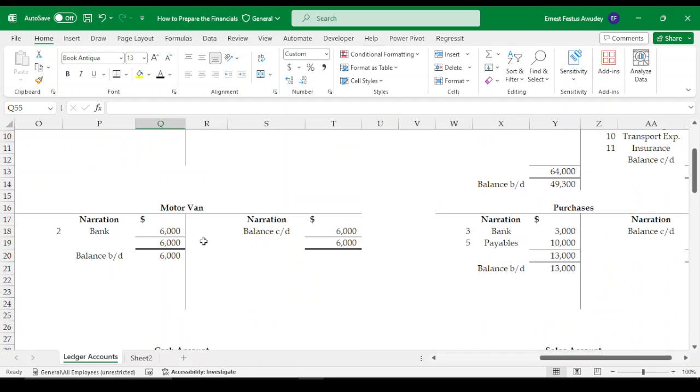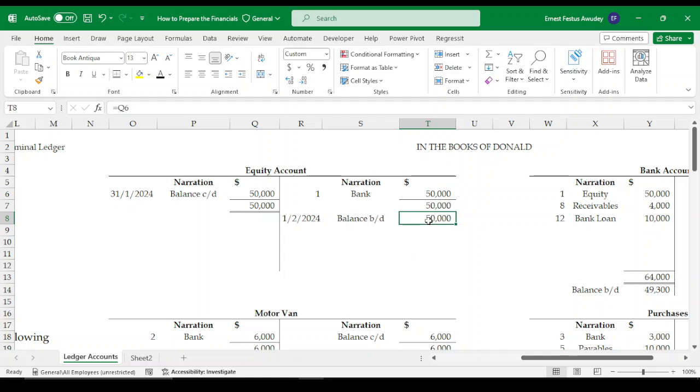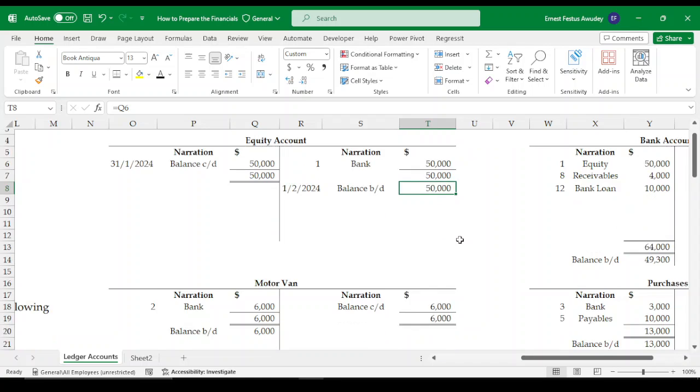When you come to the motor van, the amount we had was 6,000 only here. We balance the account, and the balance brought down still falls under the debit side, and it's still 6,000. Okay, that's what I'm talking about. When you come to equity account, it's the same thing. This is what we had in the account originally. We balanced it, and still the balance brought down comes with the same amount under the same column or under the same side, which is the credit side. So that's what I'm talking about.